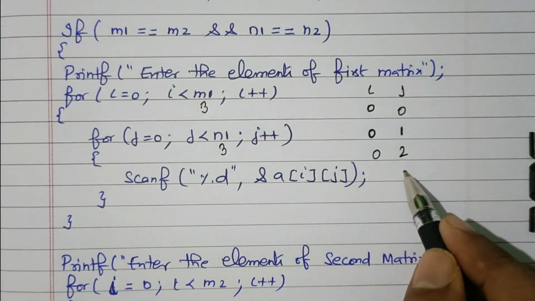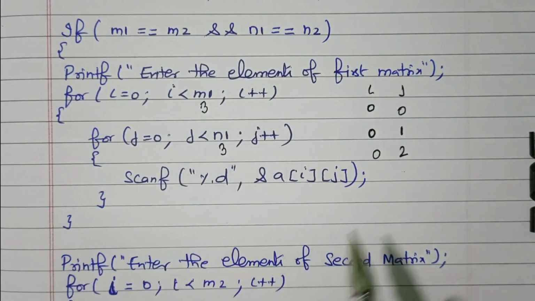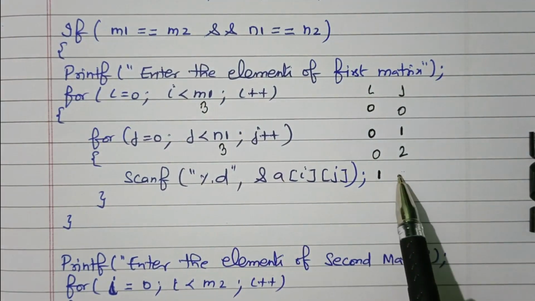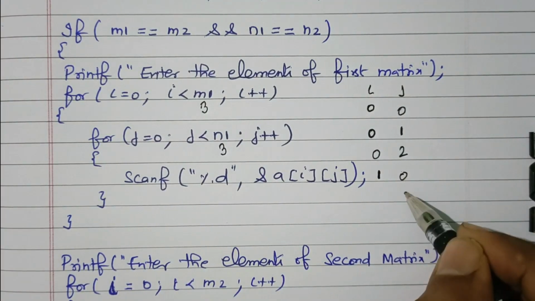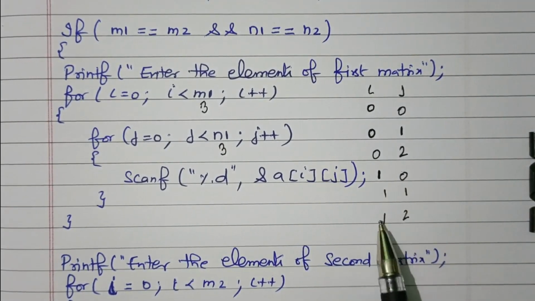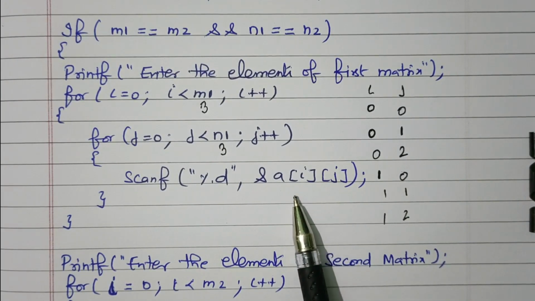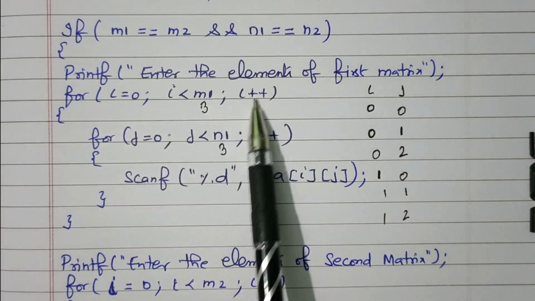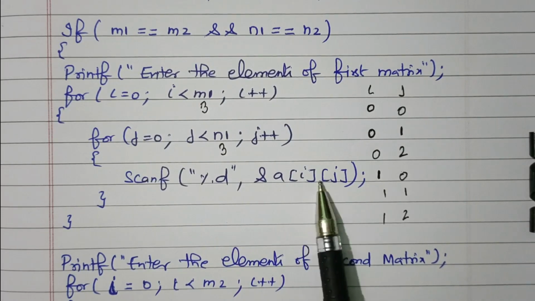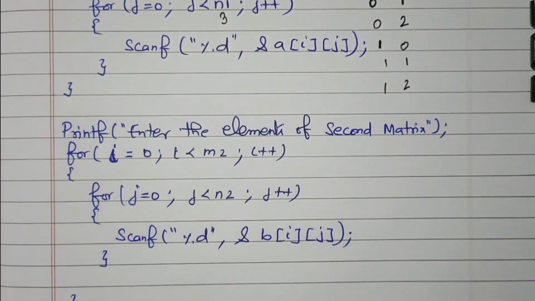Right. When J is 3, the condition is false. So it will terminate the inner loop and go to the outer loop. In that outer loop, now I becomes 1, because of I plus plus. Then again J will start 0, 1, 2. In that case, I is 1. So it will store in 1 0, 1 1, 1 2. Like that it will store all the 9 elements. We assume a 3 cross 3 matrix, right? So based on the for loop, outer loop and inner loop, automatically whatever data the user enters is stored in the first matrix. Similarly, we need to get the elements of the second matrix.